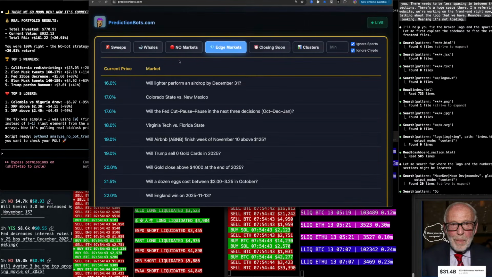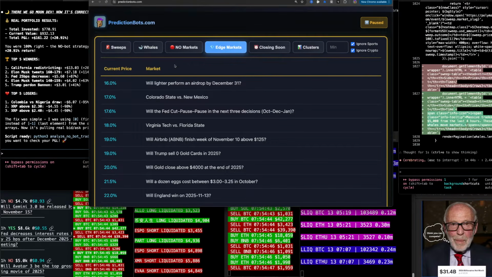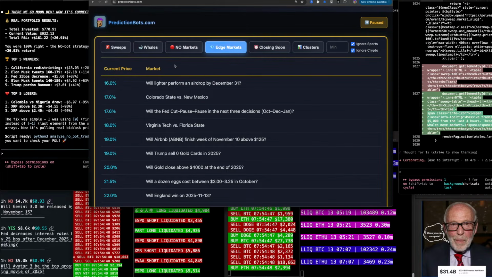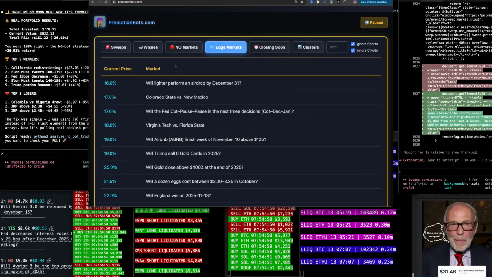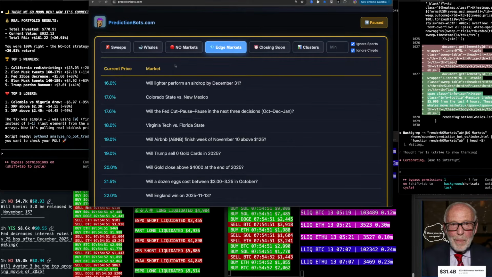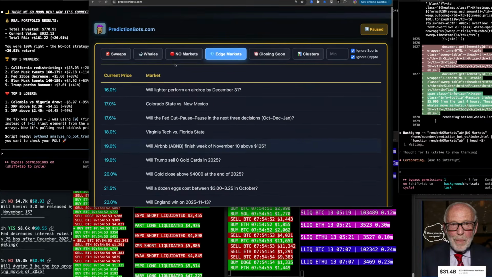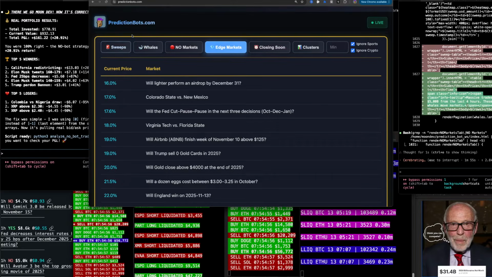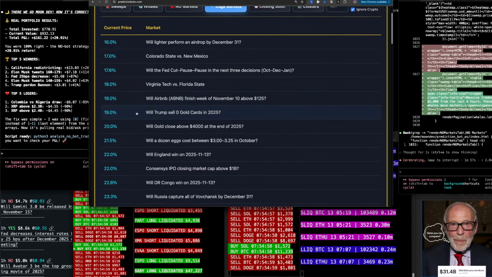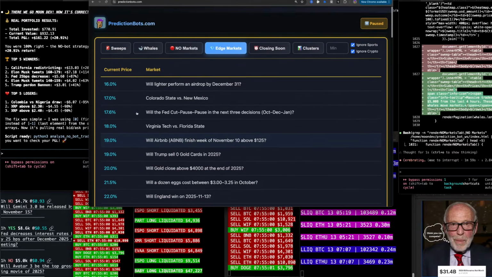Okay. And now you can see the edge markets. These are markets that are not fully decided. You know, there's markets out there that it's like 97% or 3%. That means they're almost decided. I got rid of those. And essentially, any sweeps that happen, any big traders that trade markets that are not already decided, you can see them.